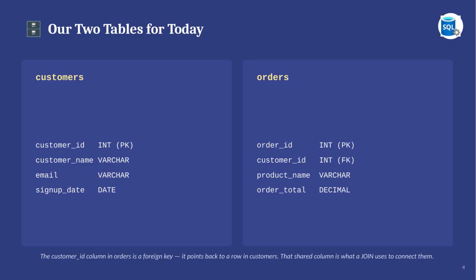Let's set up the two tables we'll use throughout this video. The customers table has a customer ID as its primary key, along with name, email, and sign-up date. The orders table has its own order ID as primary key, but also a customer ID column. This is a foreign key. It points back to a row in the customers table. That shared column, customer ID, is exactly what a join uses to connect the two tables together.